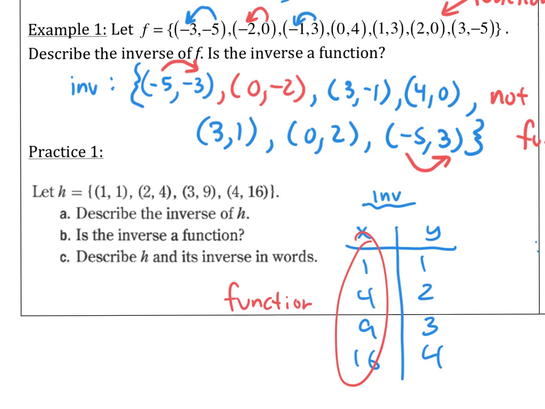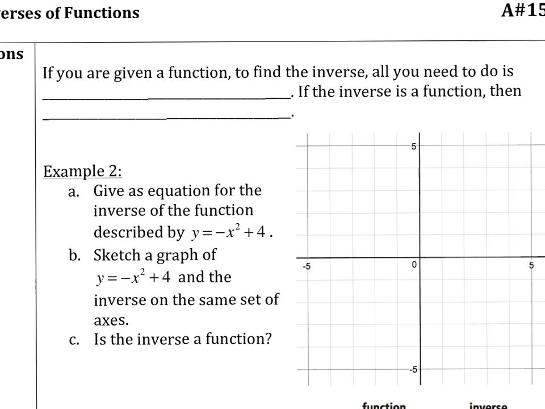How about the original? Is this a function up here? Yes, because again, the x values there don't repeat. So this function, the inverse, yields a function also. All right, so describe h and its inverse in words. As you look at the pattern here, 2 to a 4, 3 to a 9, we see that that's the square function. And this one goes the opposite, or the inverse, and we call that the positive square root function.